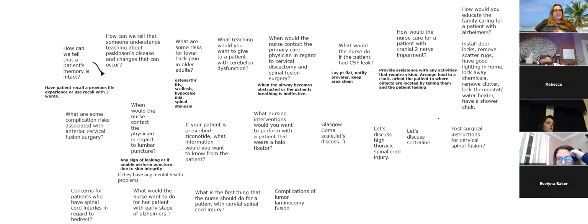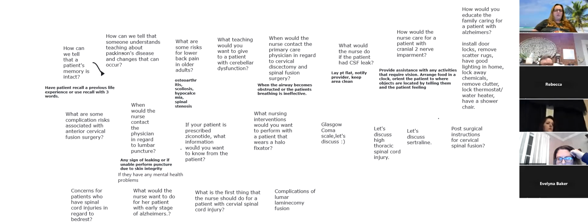But a really good assessment is if your patient comes in and can tell you, for example, what they had to eat for breakfast that morning. That would be a really good way of knowing, because that was just this morning that happened. So you're thinking this is something that was recent.